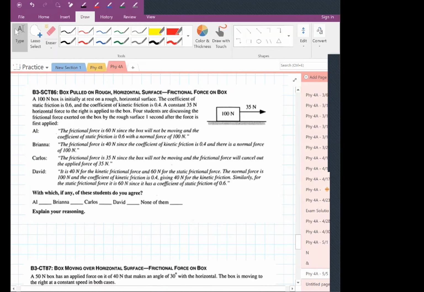So we've got a box being pulled on a rough horizontal surface. A 100 Newton box, initially at rest. The coefficient of static friction is 0.6. The coefficient of kinetic friction is 0.4. A constant 35 Newton horizontal force is applied to the box. Four students are discussing the friction force exerted on the box by the surface 1 second after the force is first applied.